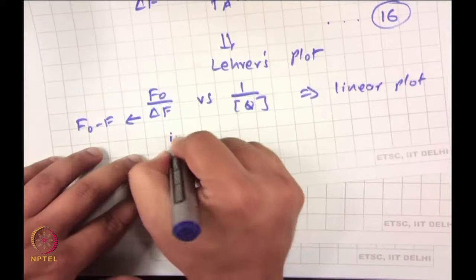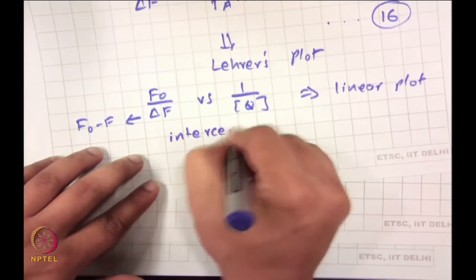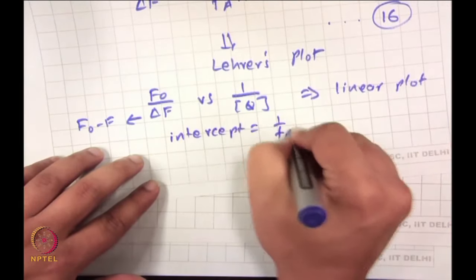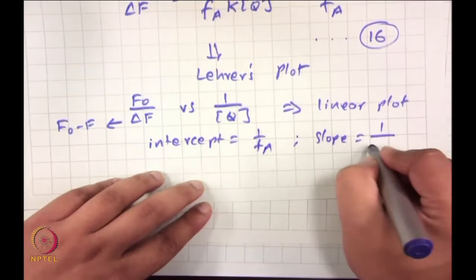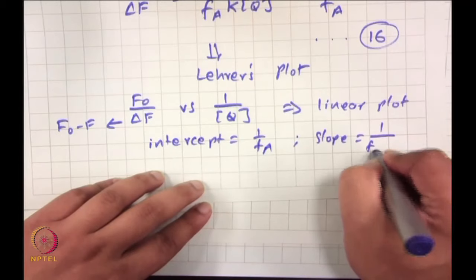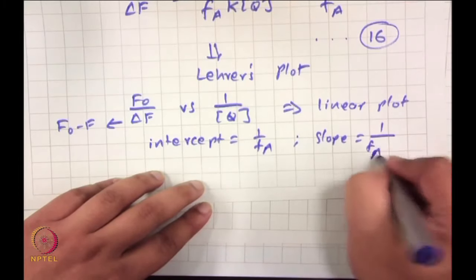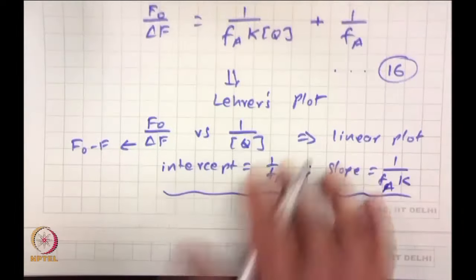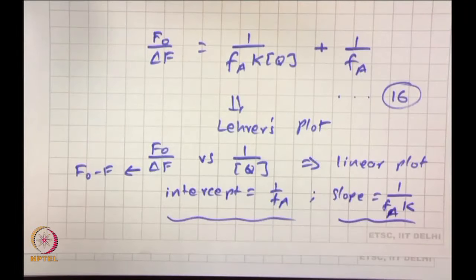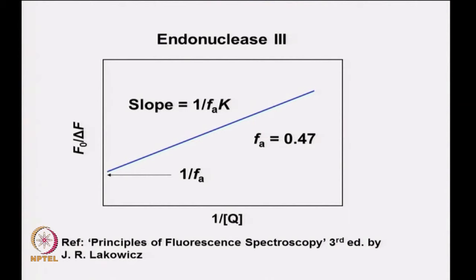So, the intercept is equal to 1 by F A and the slope is equal to 1 by F A times K Q. Okay. These two are very important parameters of this equation. So, if you have to look at the plot, this is how the plot will look like. Now, let us look at the slide again. So, this is typically how it looks.